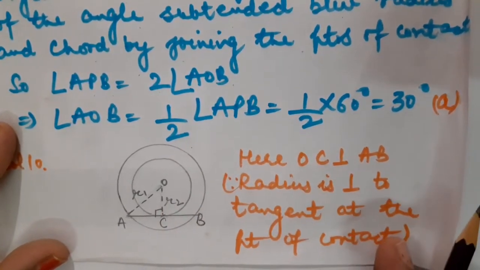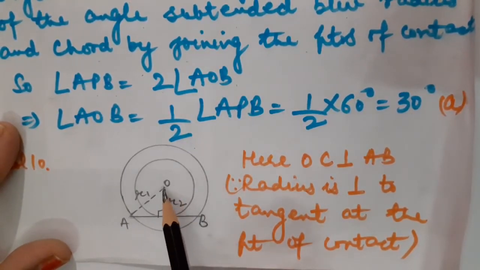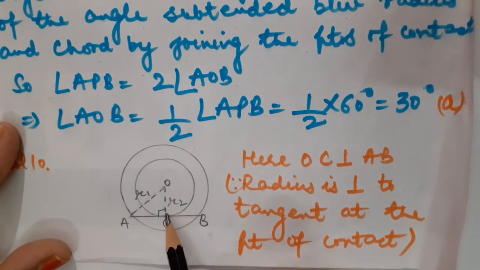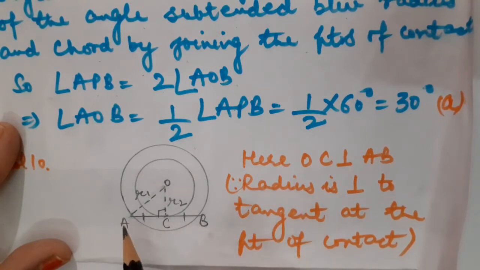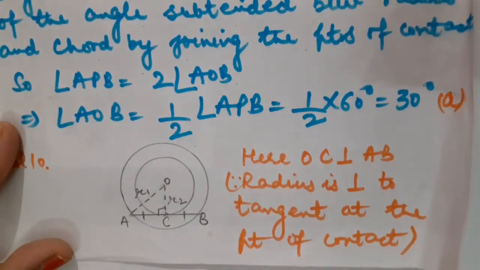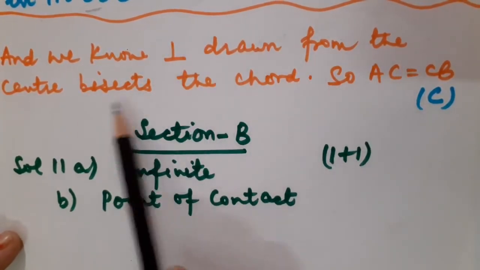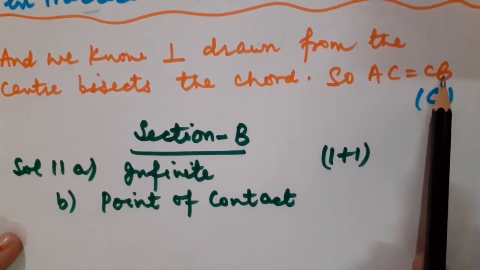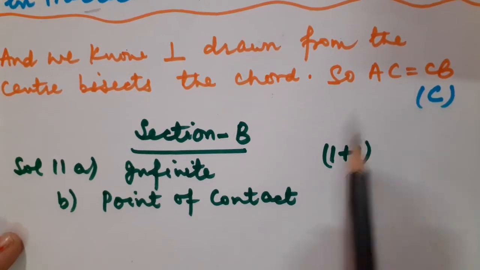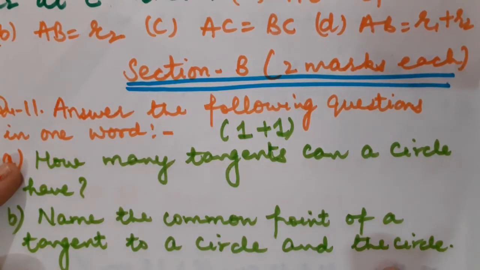Now we know that OC is perpendicular to AB. Why? Because the radius is perpendicular to the tangent at the point of contact. So children, whenever a perpendicular is drawn from the center point, it always bisects the chord. It means we can say that AC must be equal to CB. So C is the appropriate option. Understood, children? Now let us switch to section B, 2 marks each.